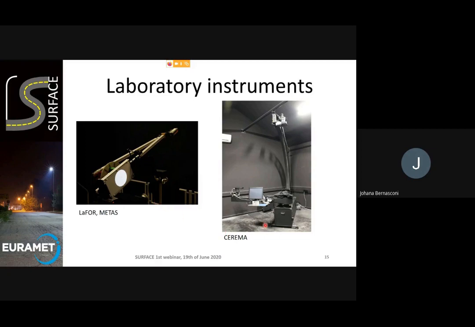And here on the right, you can see another example from Cerema. And you can see, compared to the size of the screen, that it's also a large instrument. So here you have the observer. Here in the center, there's the sample, and up there the source. So you can have an idea that it fills a whole room.